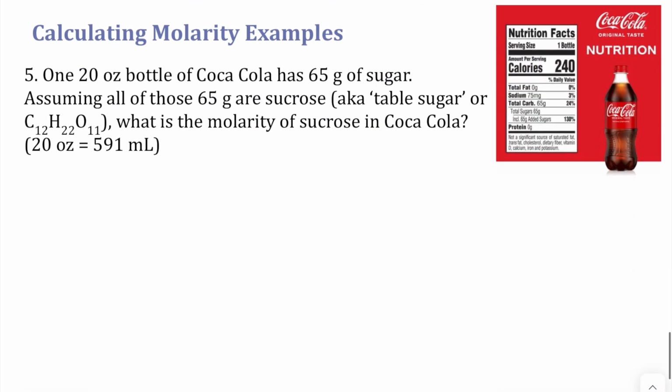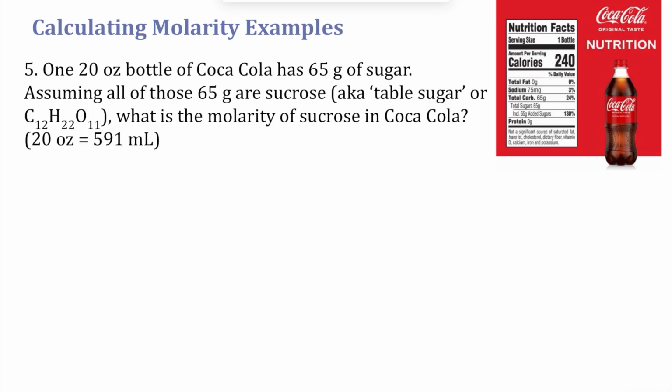Going on to the next example, if you are comfortable, you can always try this on your own. We can, again, remember our formula. So one 20-ounce bottle of Coca-Cola has 65 grams of sugar. We can see that right here on our ingredient label. Assuming all of those 65 grams are sucrose, which is table sugar, or C12H22O11, what is the molarity of sucrose in the Coca-Cola? So a 20-ounce bottle is going to be 591 milliliters. So this problem is asking us to find that molarity.